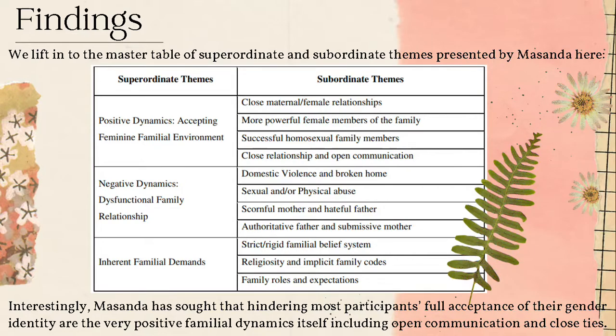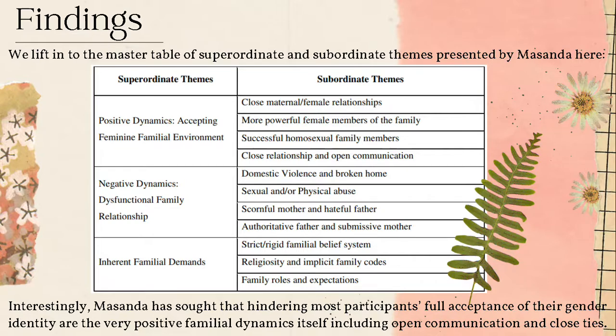The first category is the positive dynamics, specifically the acceptance of a feminine familial environment. The reasons are: number 1, there are close maternal or female relationships. Number 2, female members are more powerful within the family. Number 3, successful homosexual family members. And number 4, there is a close relationship and open communication within the family.